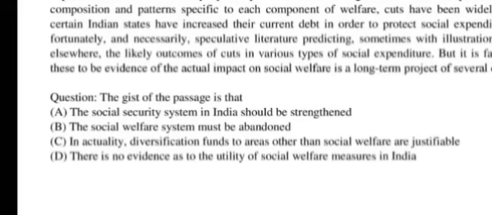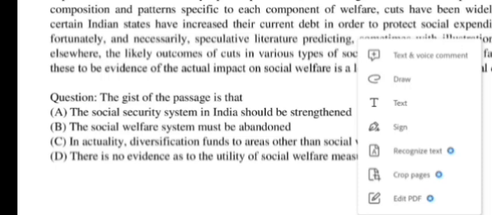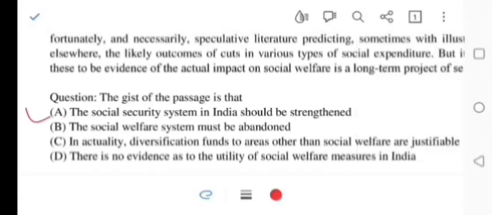Last question, it says the gist of the passage is that what? A, B, C, D: the social security system in India should be strengthened. B, the social welfare system must be abandoned. C, in actuality, diversification of funds to areas other than social welfare is justifiable. D says there is no evidence as to the utility of social welfare measures in India. It will be, the gist of the passage is that the social security system in India should be strengthened.